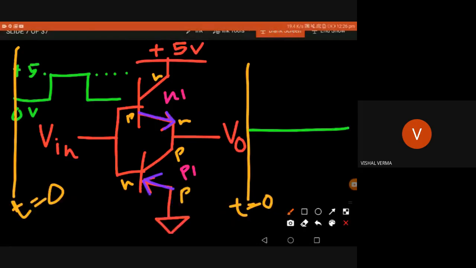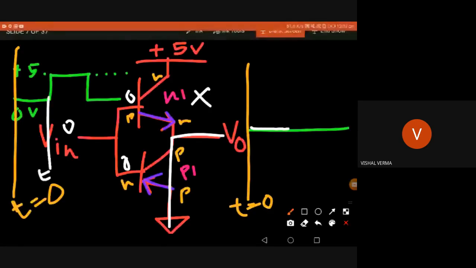Now with V equal to zero, this zero is going to the base of the NPN as well as the PNP. When the input to the NPN transistor is low, it is off or cut off. That means the path between VDD and output is disconnected. There is no connection between VDD and Vout. And what about the PNP? Whenever input is low, it is on, so Vout is directly connected to the ground. So whenever input is low, my Vout is also low. Now at a point t equal to t1, whatever t1.